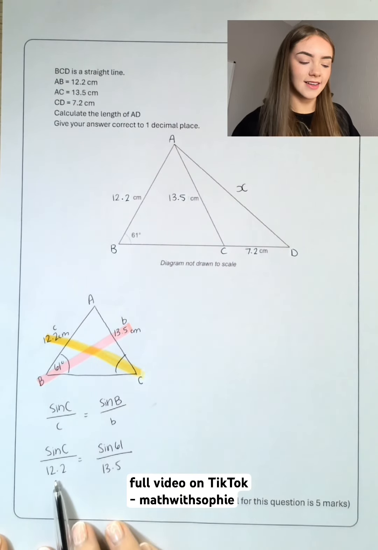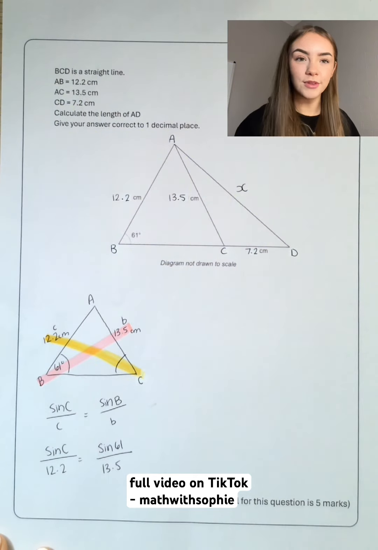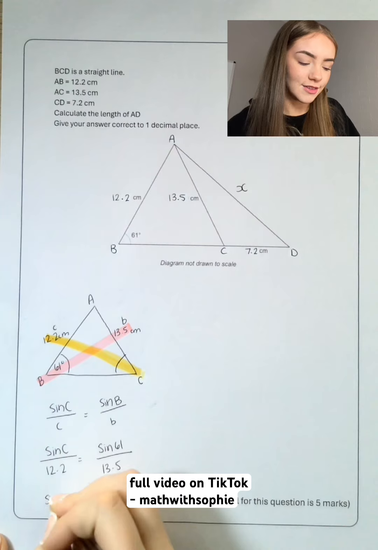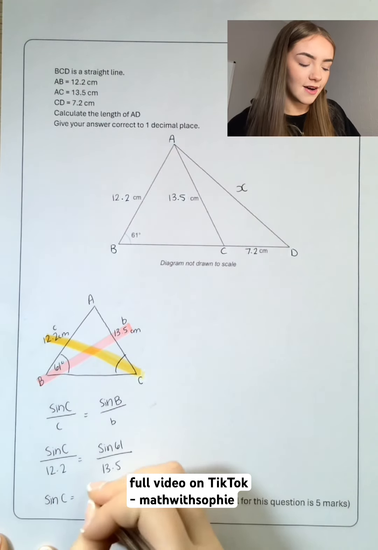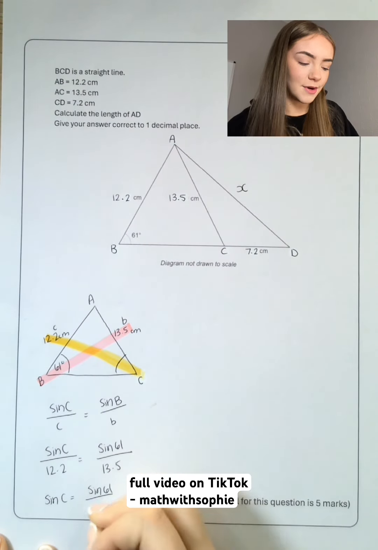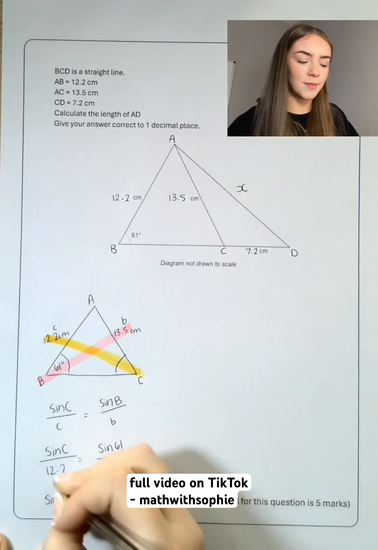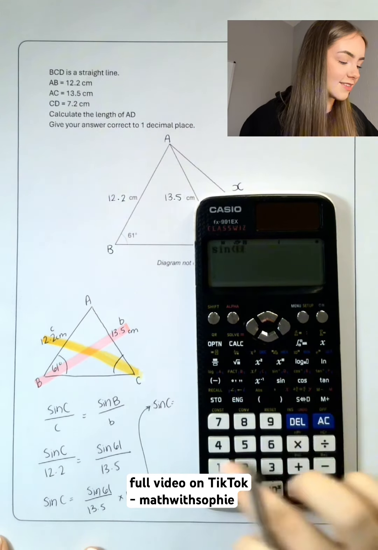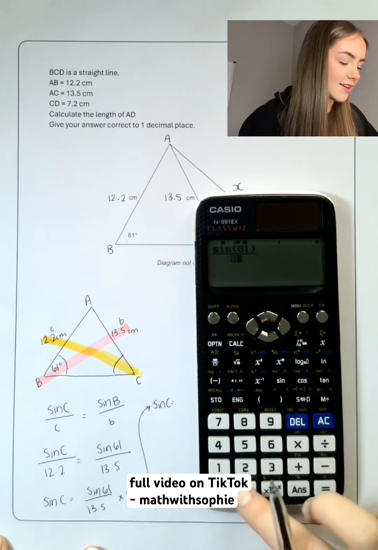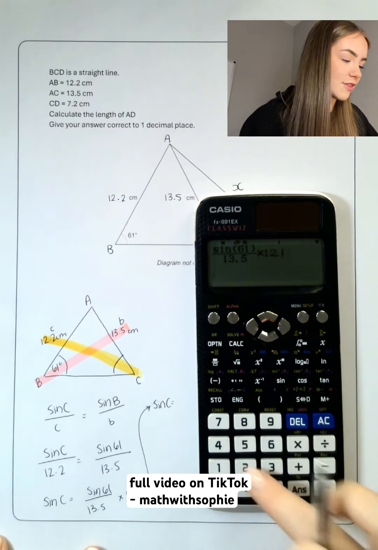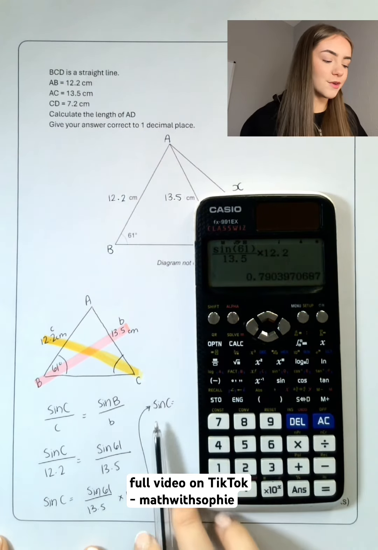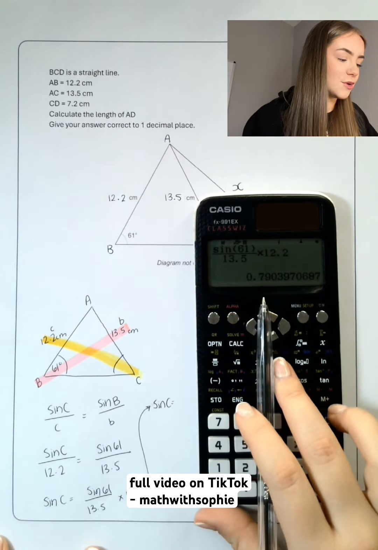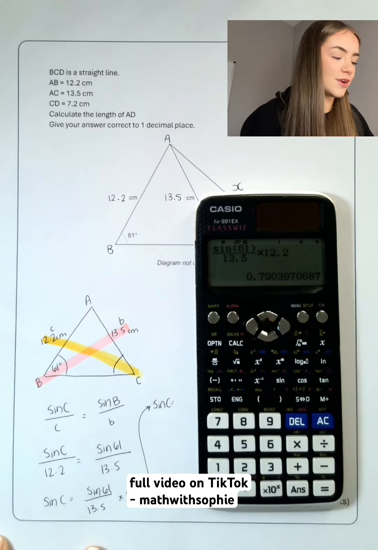Since sine C is over 12.2, we can multiply both sides by 12.2 to get sine C on its own. So sine C is equal to, on the right hand side, sine 61 over 13.5 multiplied by 12.2. Typing this into the calculator, sine 61 over 13.5 multiplied by 12.2 gives us a value for sine C, which is equal to 0.79397.